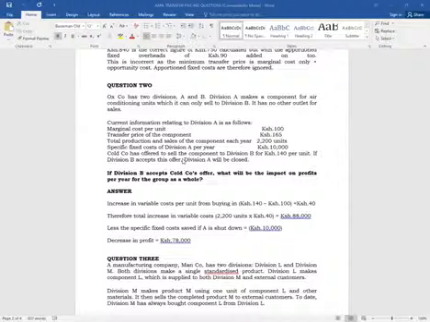If Division B accepts called company's offer, what will be the impact on profits per year for the group as a whole? This is a very nice question for advanced MA. I'm telling you, so many students here will not score any mark. I have a shortcut. I have an approach for this.